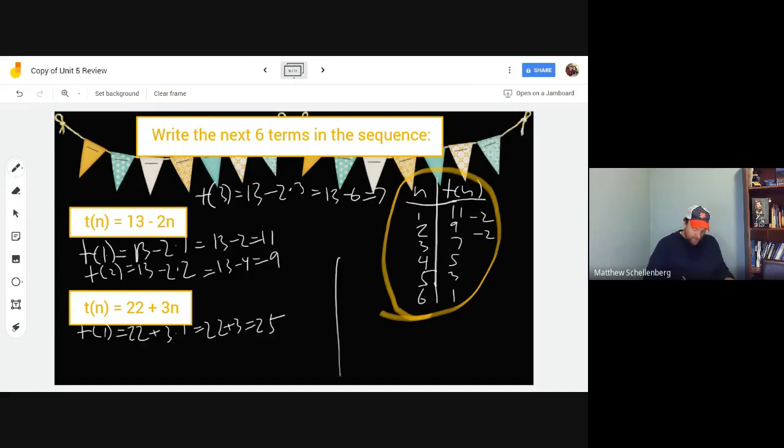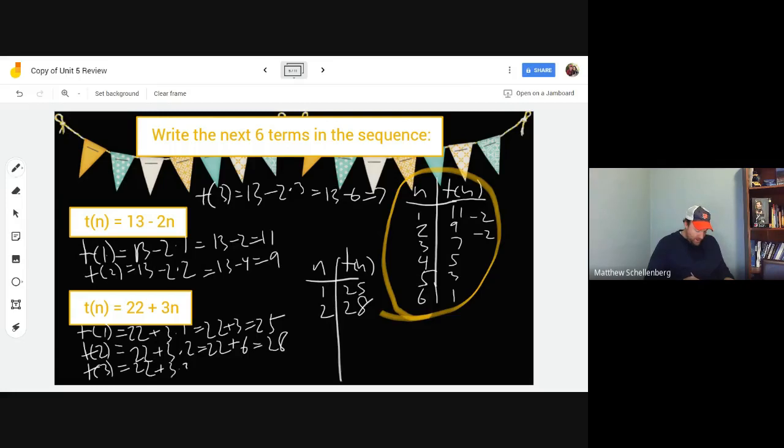Let me make a chart for this one too. We have our n and our t of n. 1 is 25. T of 2, let's plug in a 2 for n. 22 plus 3 times 2 equals 22 plus 6 equals 28. 2, 28. One more maybe? T of 3 equals 22 plus 3 times 3 equals 22 plus 9 equals 31.